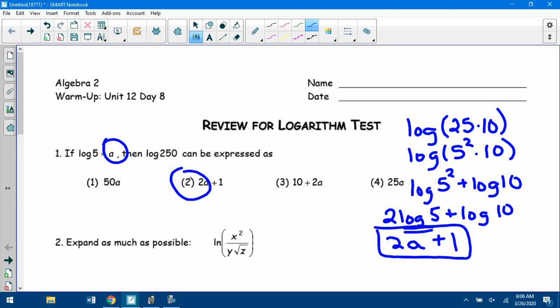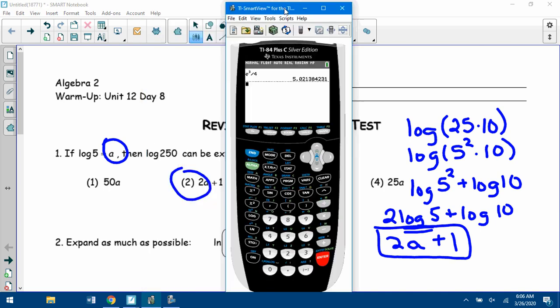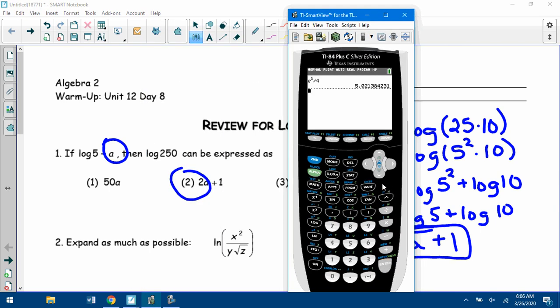So it's choice 2. Remember, you can also use your calculator. If you know log of 5 is a, and you want to find log 250, just type in what log 250 is. It's going to be a crazy decimal. There you go.